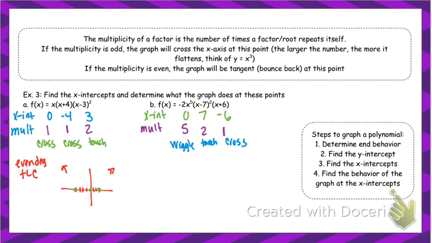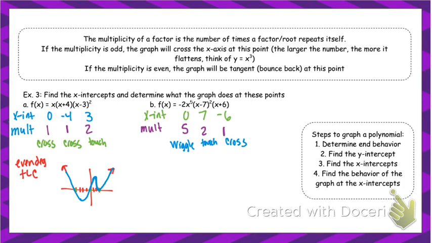Then I just need to see what does my graph do at those points. Well, at -4, my graph will cross. So I'm going to cross through that point. At 0, my graph will cross. So I'm going to cross through that point. At 3, my graph is going to touch. So I just bend back and touch at that point. And remember, those polynomials are just smooth curves. They're not going to come to any sharp points. And that is what your polynomial looks like.